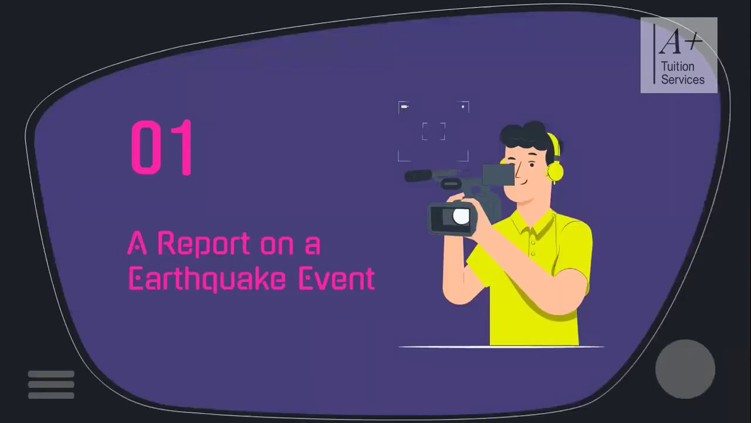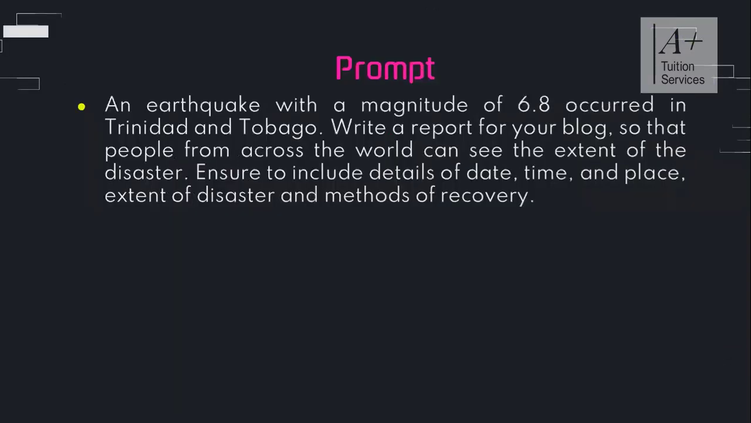We're going to look at a report firstly on an earthquake event. So the prompt states, an earthquake with a magnitude of 6.8 occurred in Trinidad and Tobago. Write a report for your blog so that the people across the world can see the extent of the disaster. Ensure to include details of date, time, and place, the extent of the disaster, and methods of recovery.